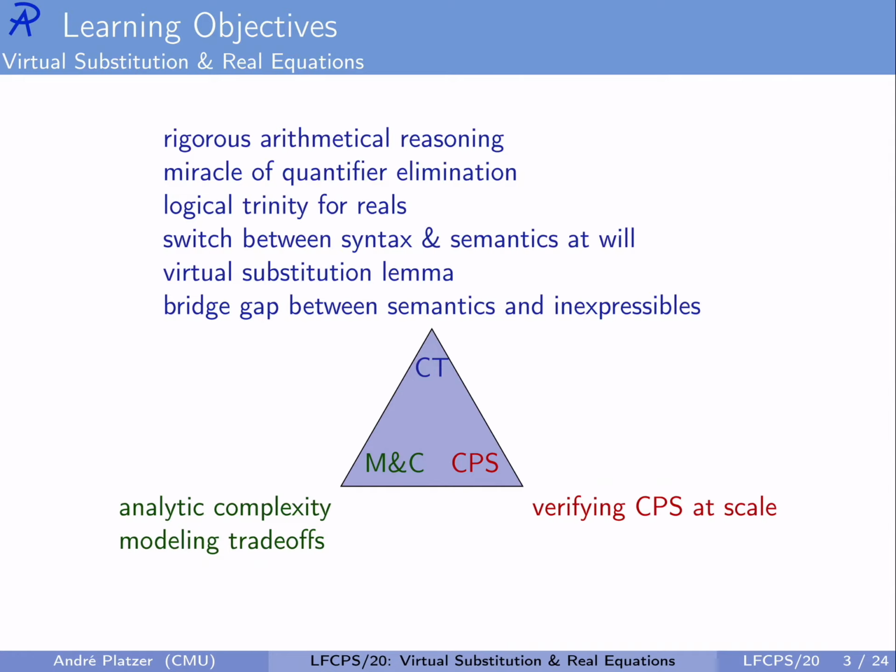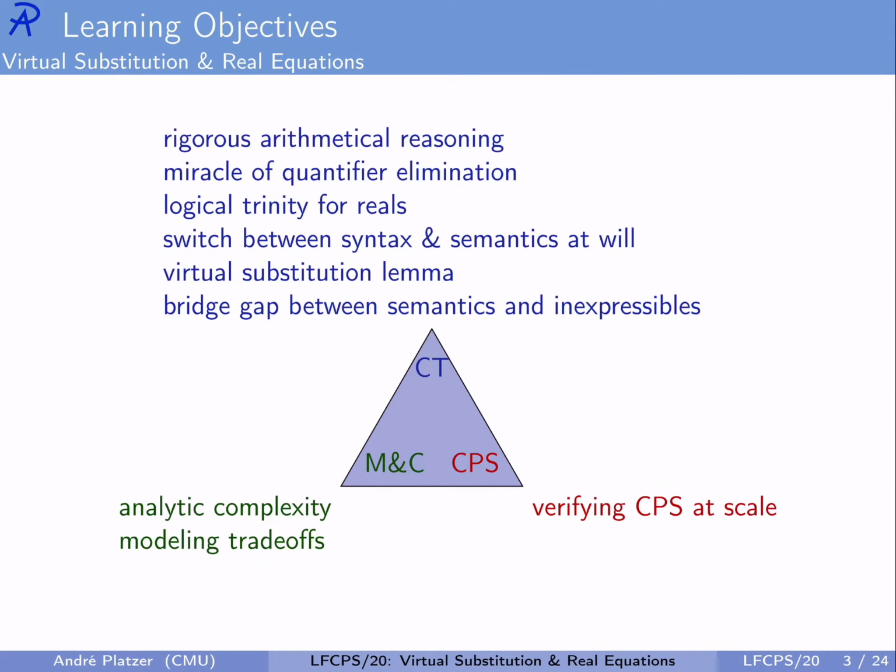On a computational thinking level, we'll look at how to rigorously reason and prove properties of real arithmetic, rigorously but also automatically, and how this miracle of quantifier elimination is possible at all by contrasting it with closely related, slightly different formulations of arithmetic that have fundamentally different complexities.